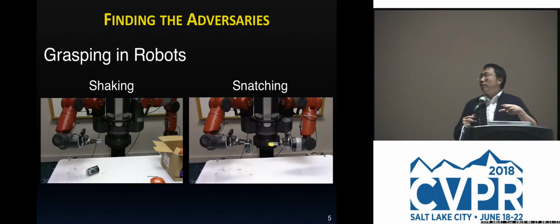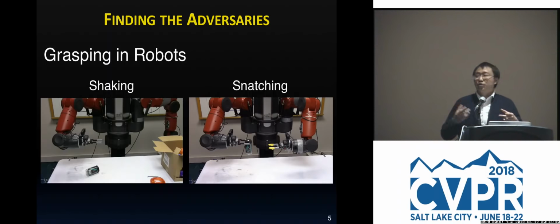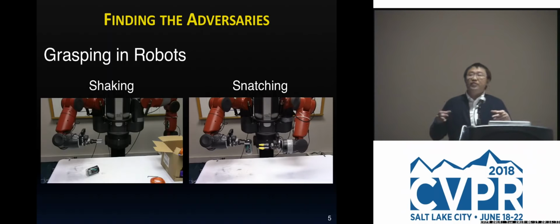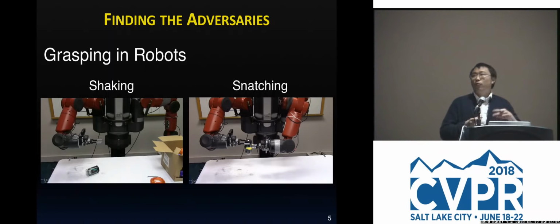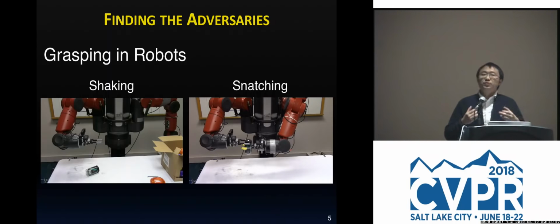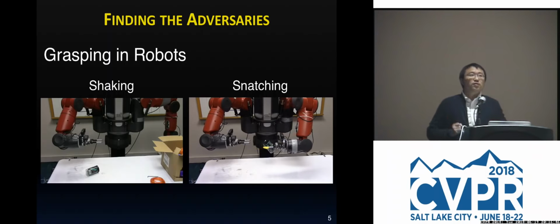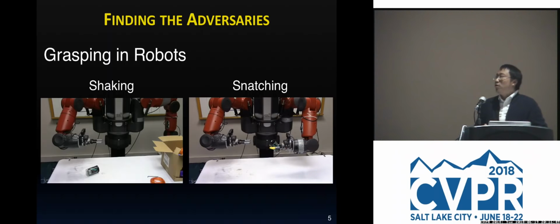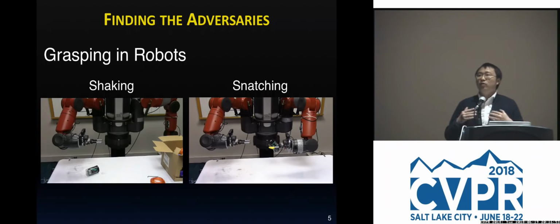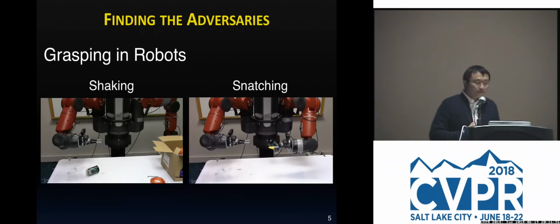If your grasp is really stable enough, you can train another policy which performs the snatching from the other hand. This hand is trying to steal the object from the grasp. If your grasp is stable enough, the other hand should not be able to steal it. But in this case, because the grasp is not so stable, the other hand is successfully snatching the object to the other side. So this is basically the idea. We can define different adversary tasks for our target tasks.